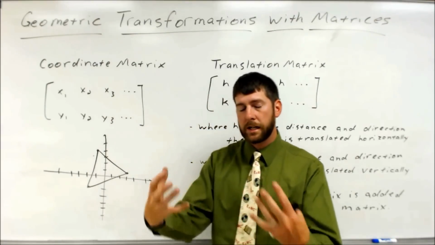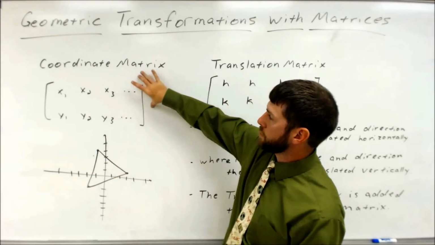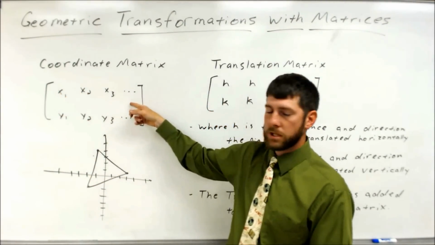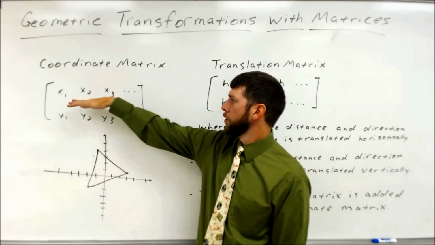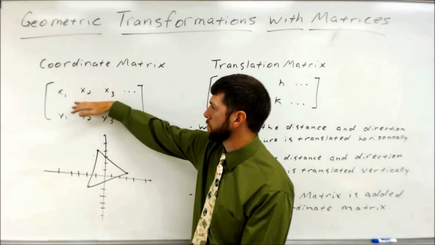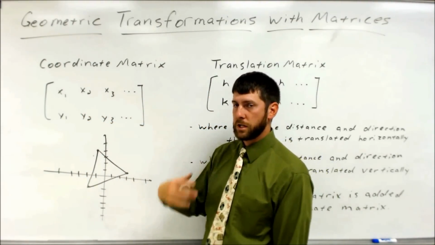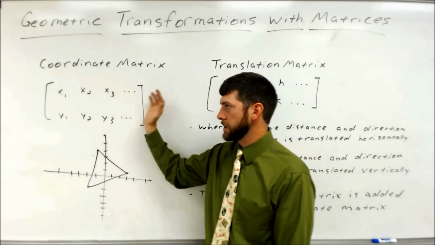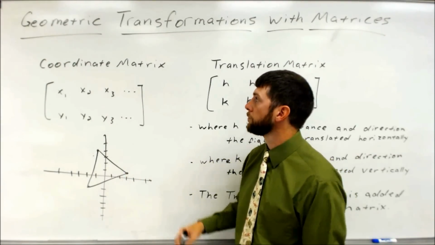Before we can do that, though, we have to get our geometric figure into a matrix. So we start with our coordinate matrix, and that's just taking the x coordinates and making them one row, the y coordinates making them the other row. It doesn't matter which row you do what, but typically we do x's then y's, so I will have my x's as my first row, y's as my second row. So every matrix that we work off of will be a 2 by something matrix, and the something is however many points or vertices we happen to be working with.